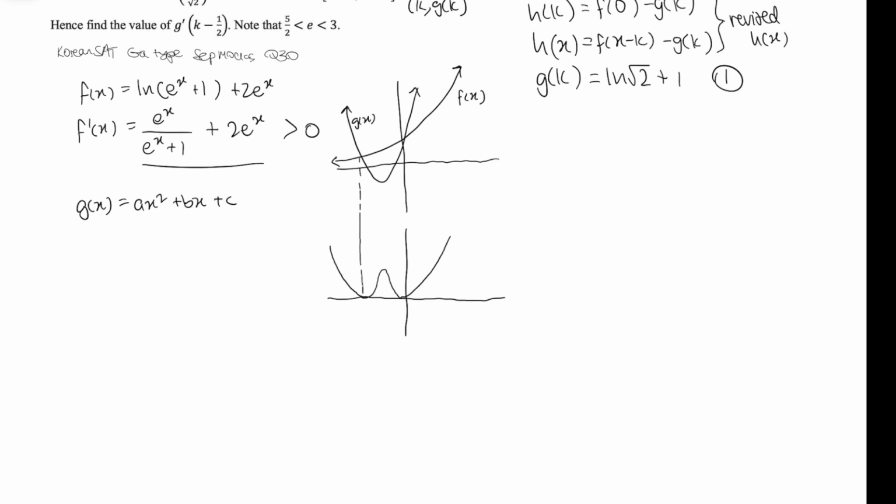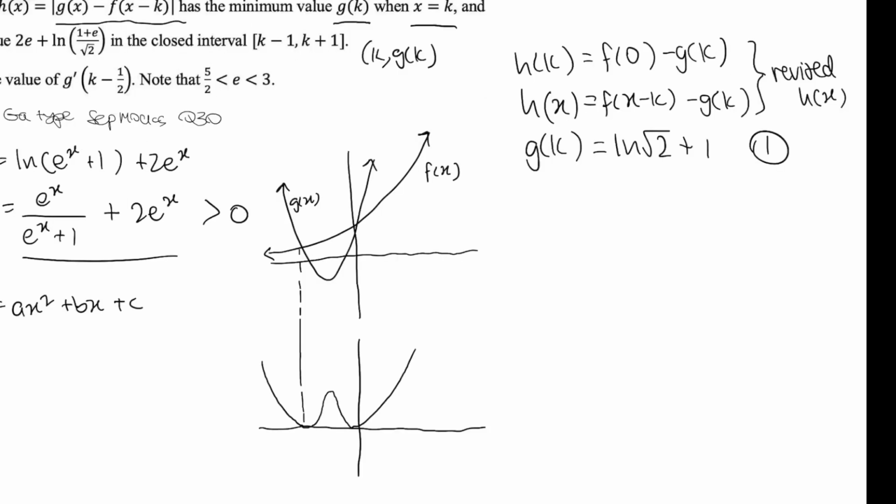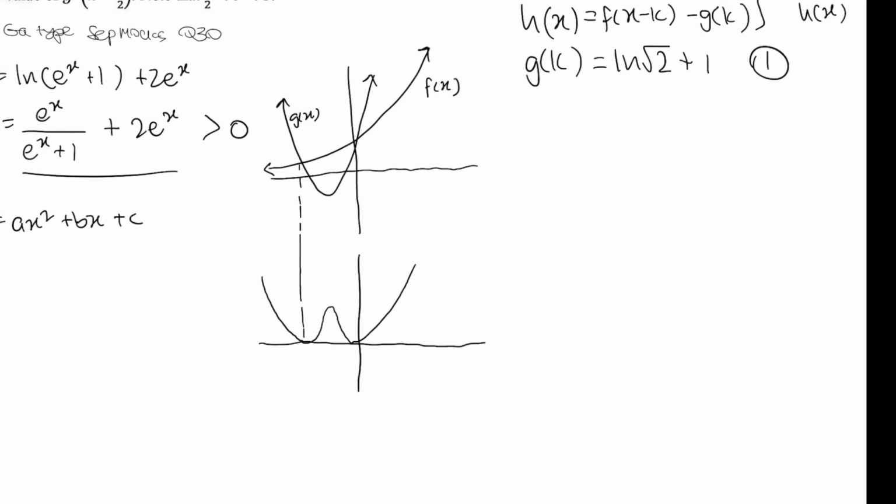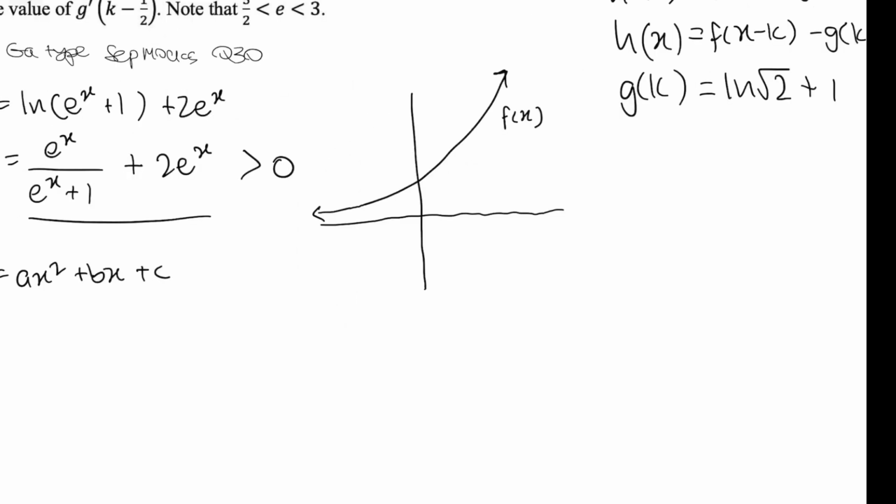Going back to our sketch, we can now make some revisions. As we know that the minimum value of h of k is ln root 2 plus 1, and we know that ln root 2 plus 1 is positive, we know that there must be no intersection between f of x and g of x. So we can make some changes to this function. So can g of x be here, for example?